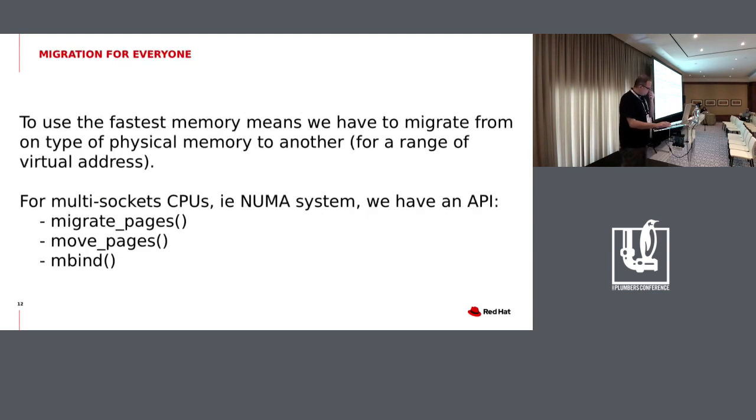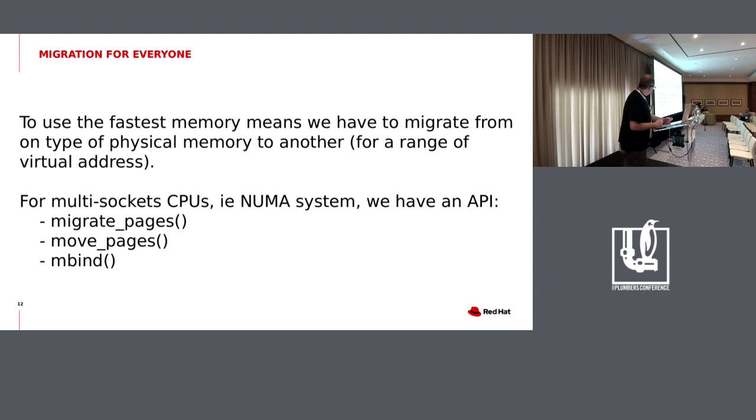So what it means really to be able to use the fastest memory at any point in time is that you have to be able to migrate the physical memory backing the virtual addresses from one type of memory to another type of memory. And it's something we have been doing for NUMA. For that reason, we have a bunch of syscalls in the API that allow you to do that on Linux. And I'm just listing the three we have.